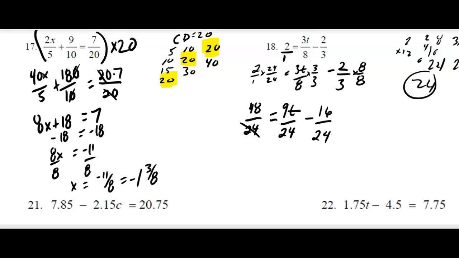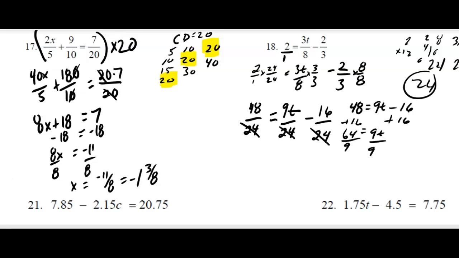So since we have the same thing on the bottom here for all 3, they would cancel out when we're doing this problem here. So that leaves me with 48 equals 9t minus 16. So I add 16 to both sides. 9t equals 48 plus 16, which is 64, divided by 9.